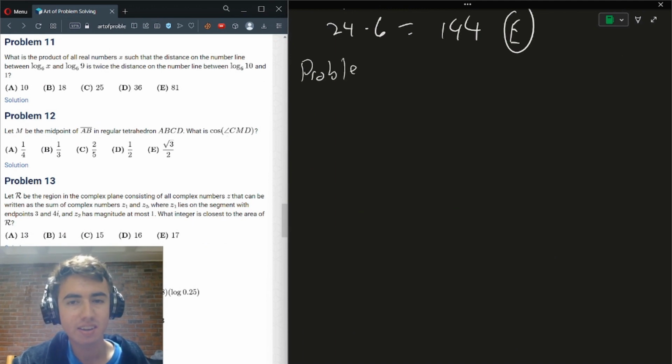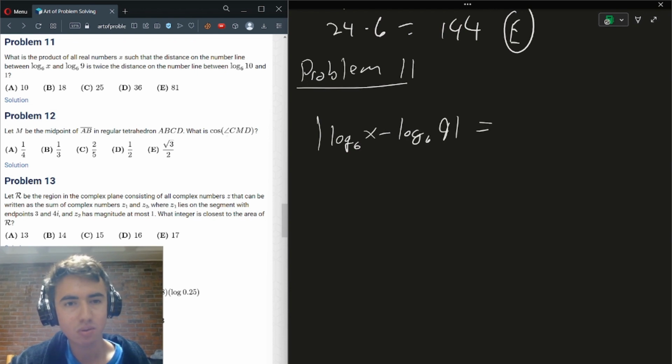Now to problem 11, we are given that the distance between log 6 of x and log 6 of 9 is equal to the distance between log 6 of 10 and 1 on the number line. So I think for this problem, it is easiest to just write it as an equation, where we think of distance as subtracting with absolute value, right? So |log 6 of x minus log 6 of 9| is equal to log 6 of 10 minus 1.